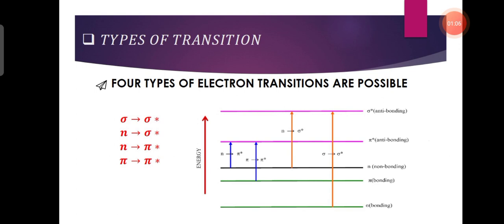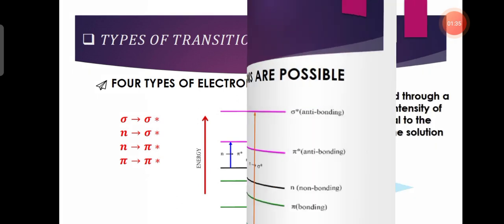Second is n to sigma star transition. In this type, saturated compounds containing atoms with unshared electron pairs undergo n to sigma star transition. It requires less energy than sigma to sigma star transition. Third is n to pi star and pi to pi star transition. Most organic compounds undergo n to pi star and pi to pi star transitions because the energy required for the process brings the absorption peak into the spectral region.